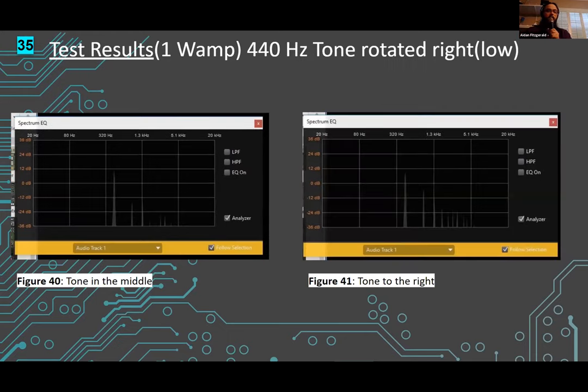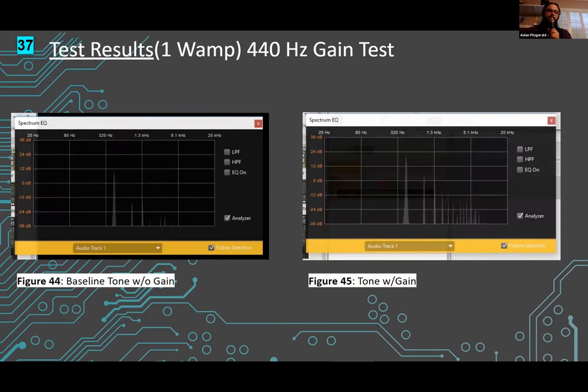440 is a standard A that everyone tunes to. Since this is in the middle frequency, the filter will act very similarly because this tone isn't really high or low, but nonetheless, when we do the low pass filter action, it still slightly boosts the signal, and conversely, when we do the high pass filter, a similar thing occurs.